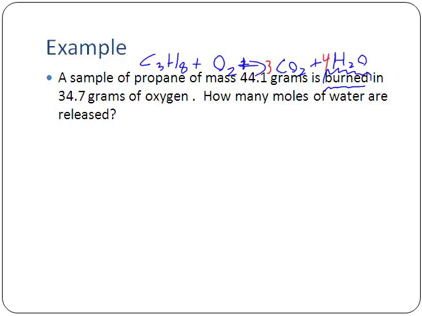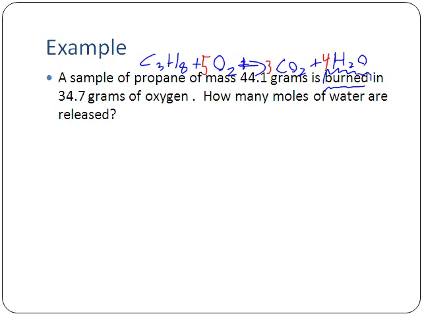And so with our oxygens, we have in the carbon dioxide 2 times 3, or 6 oxygens there, plus 4 more in the water. So 6 plus 4 is 10. So we need 10 oxygens on the left. And so we put a 5 right there. And so C3H8 plus 5O2 yields 3CO2 plus 4H2O. That's what we get for our chemical formula.